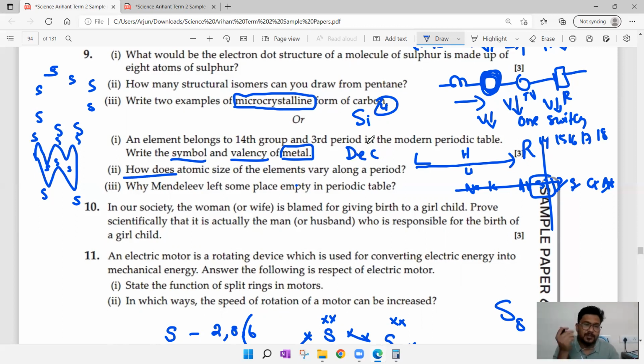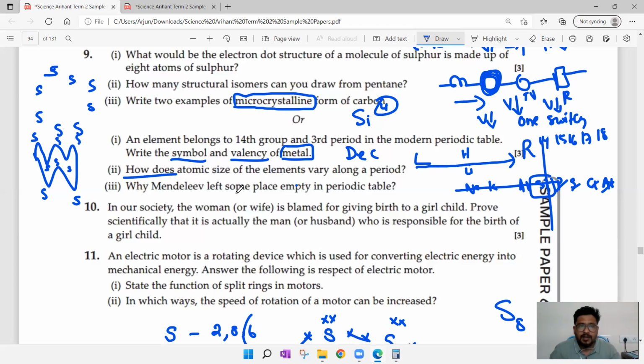Now, if they ask you to explain, what you can write? If you are moving from left to right, atomic number will increase. Because of the increase in atomic number, proton count will increase. Because of proton count, nuclear charge will increase. When nuclear charge is increasing, it will pull the orbits near the nucleus. That you can write. Number 3.